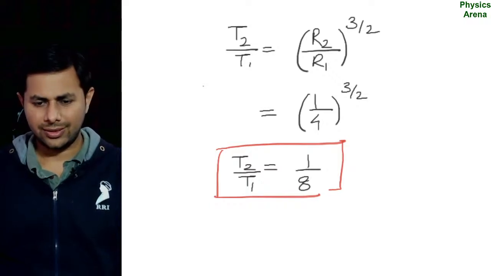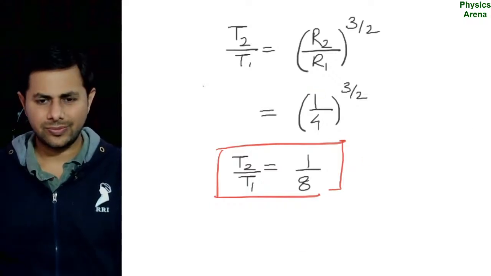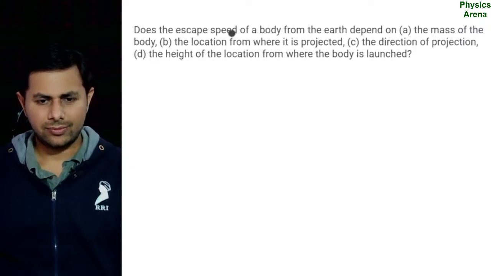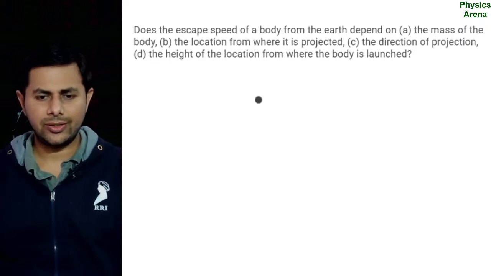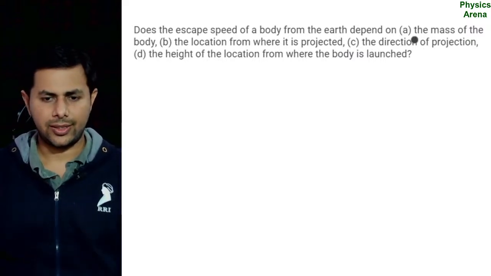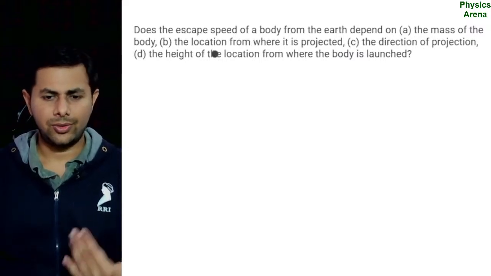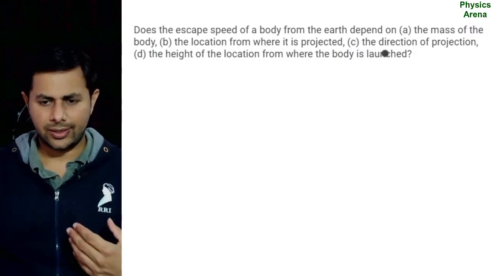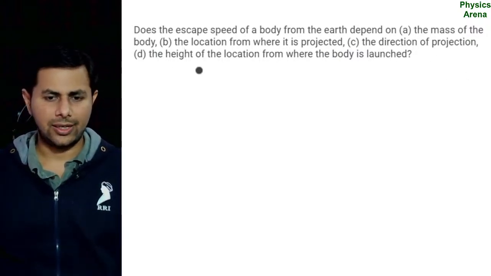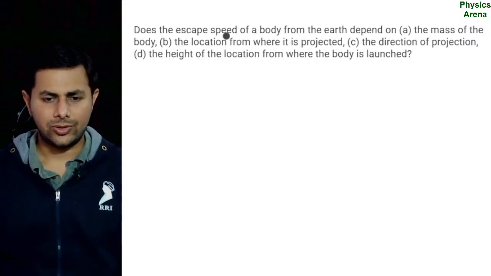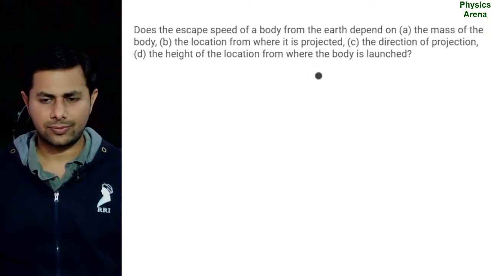All right, then let's move on to the next problem. The next problem is: does the escape speed of a body from the earth depend on (a) the mass of the body, the location from where it is projected, the direction of projection, and the height of the location from where the body is launched? Does the escape speed of a body depend on all these things?